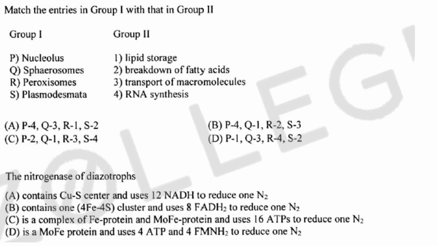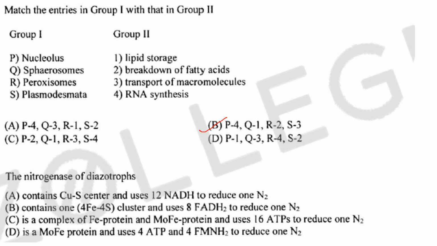Then match the following. Group 1 to group 2. Nucleolus. Nucleolus is RNA synthesis. Okay, P4. Okay, C and D can be eliminated. We will see A and B. P4. Then spherosomes. Lipid storage. Q1. Q1 is there in B only, so B must be the answer. We will see R and S also. Peroxisomes. Peroxisome is breakdown of fatty acid. Yes. R2. Then plasmodesmata is transport of macromolecules. S3. So the answer here is option B.